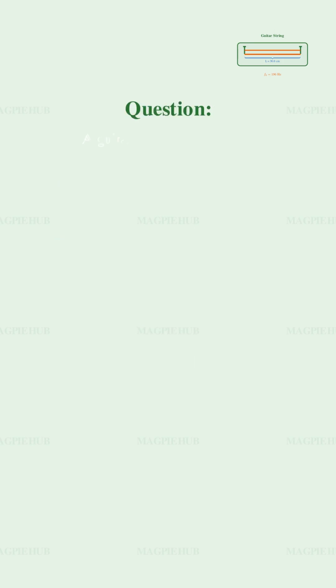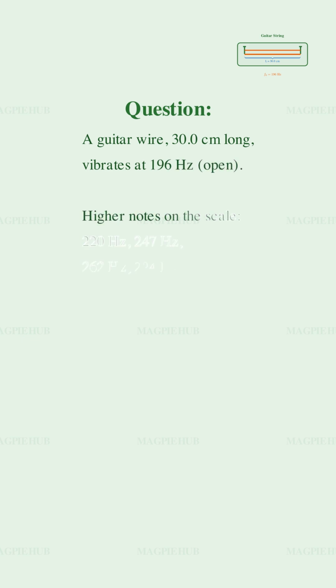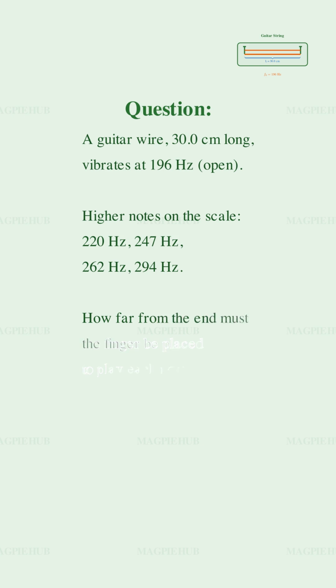Here is the question. A particular guitar wire is 30 cm long and vibrates at a frequency of 196 Hz when no finger is placed on it. The next higher notes on the scale are 220 Hz, 247 Hz, 262 Hz, and 294 Hz. How far from the end of the string must the finger be placed to play these notes?